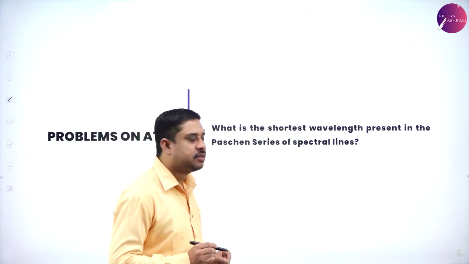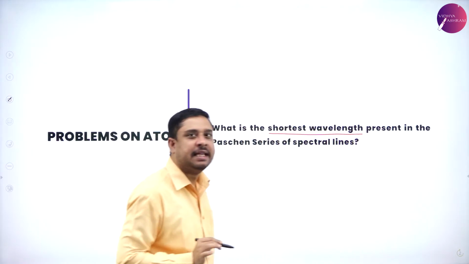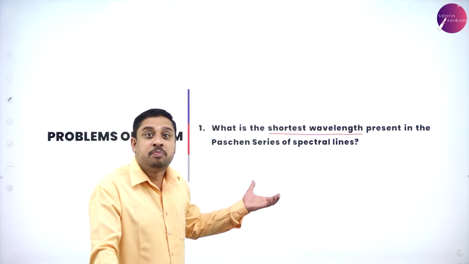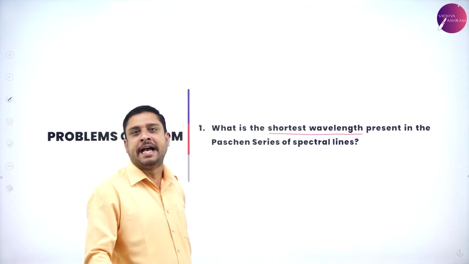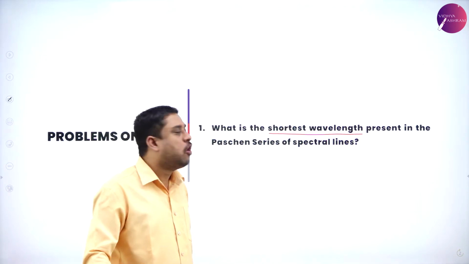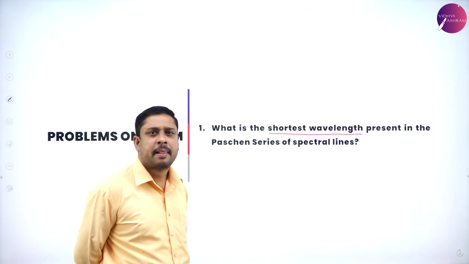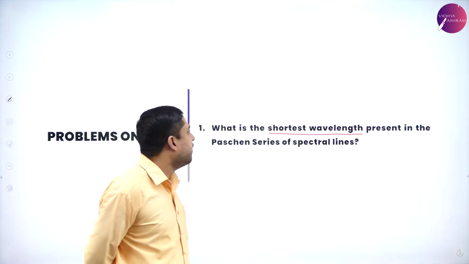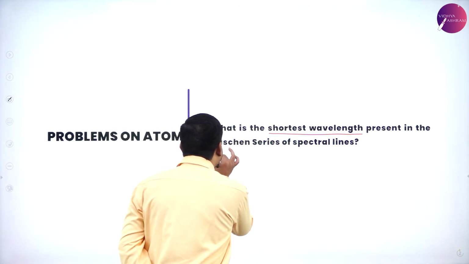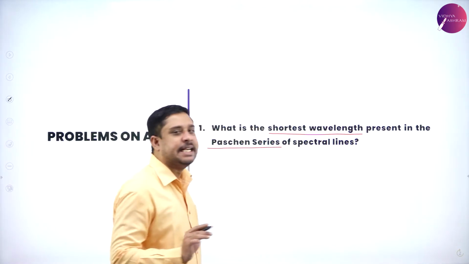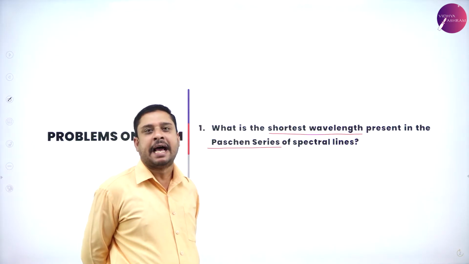What is the shortest wavelength? Many number of times, we have solved problems from this concept. What is the shortest wavelength present in the Paschen series of the spectral lines?